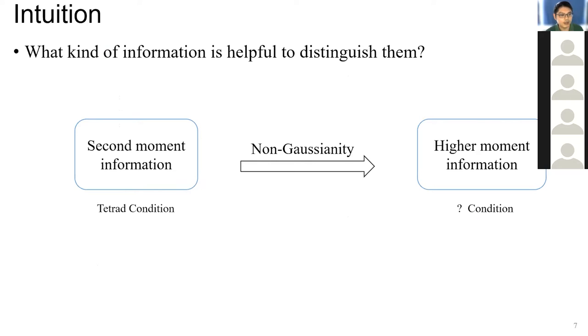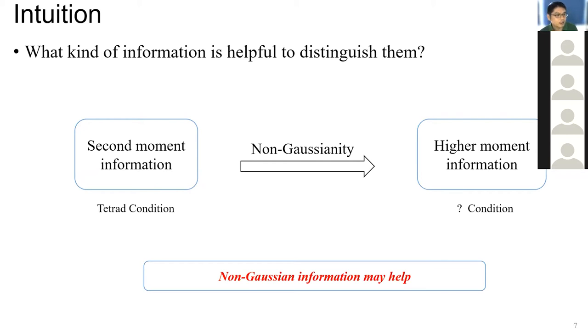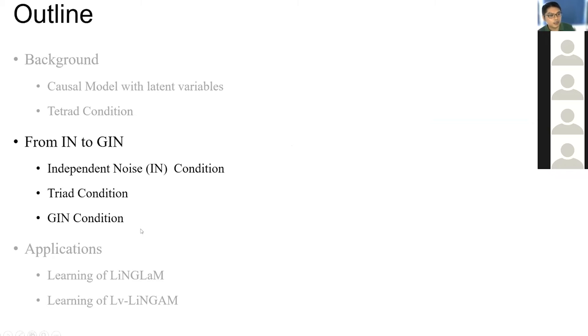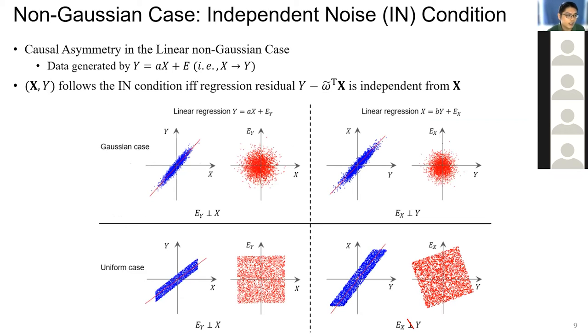Through research, we found the non-Gaussianity can provide more information and help us identify those two causal structures from the measured variables. Following this intuition, we will show how to solve the tetrad problem by extending the well-known independent noise conditions in non-Gaussian data to the generalized independent noise condition with the help of surrogate variables.